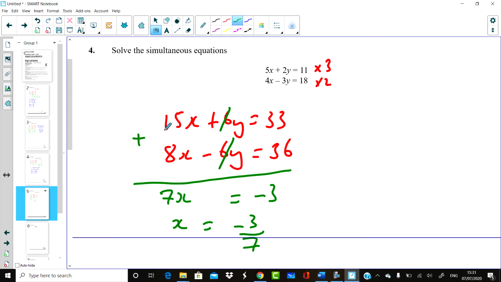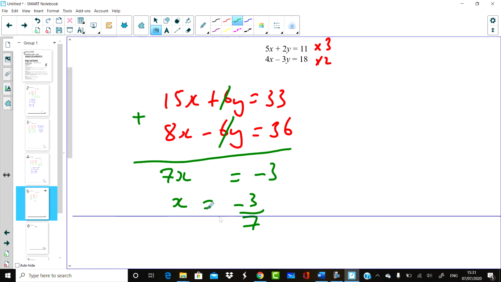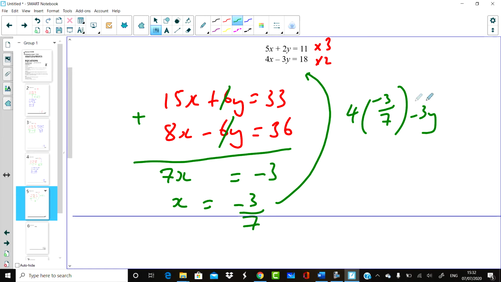What we can do now is sub that back into the first equation. We can sub it into either of these equations, or you could choose the second equation as well. It doesn't really matter. We just need to sub it into any one of these 4 equations. I guess the easiest one would be to sub it in here. So I'm going to draw an arrow, and if we sub it into this equation, we get 4 times negative 3 over 7, take away 3y, is equal to 18.